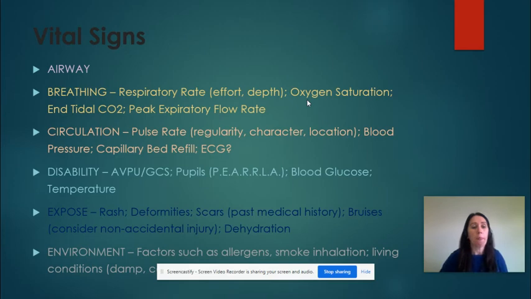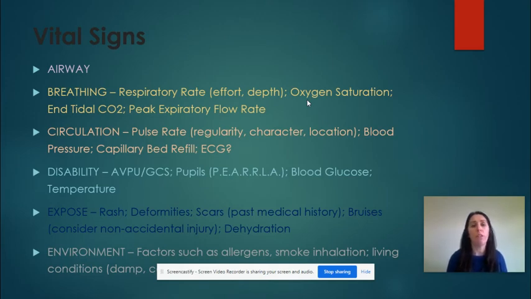Right, so I've popped these into ABCDs. This is the way that you might want to do it. When you get a little bit more experienced, you'll probably change these around. So, for example, if you went to a 6-year-old who was having an asthma attack, the first things you might want to do are check the respiratory rate and the SATs.